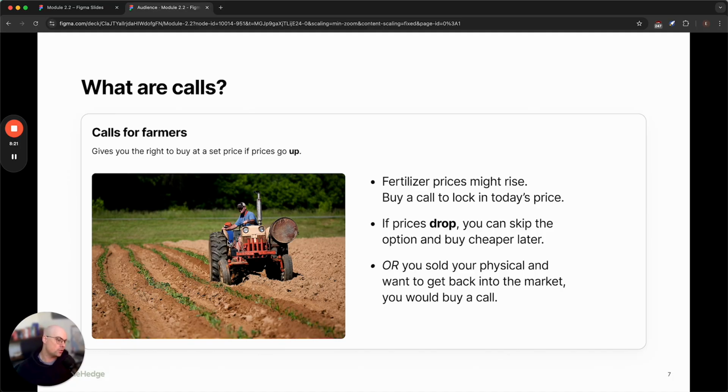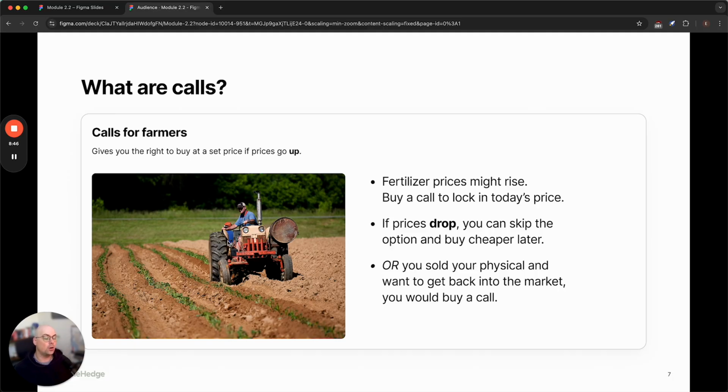Now calls for farmers give you the right to buy at a set price if the price goes up. So fertilizer prices might rise. You could buy a call to lock in today's price. That way, if prices drop, you can skip the option and buy cheaper later. But if the price of your inputs go up, at least you're protected that way.